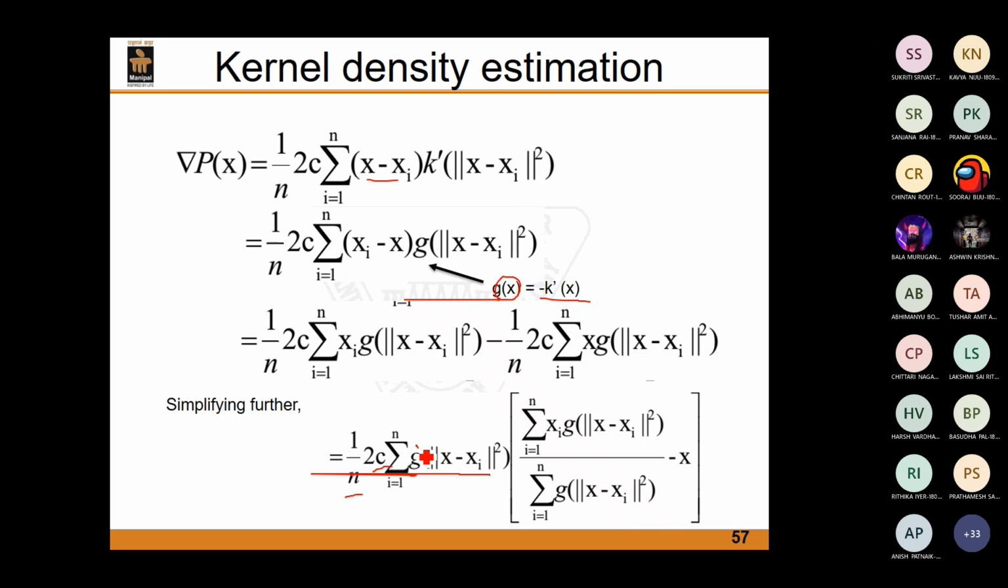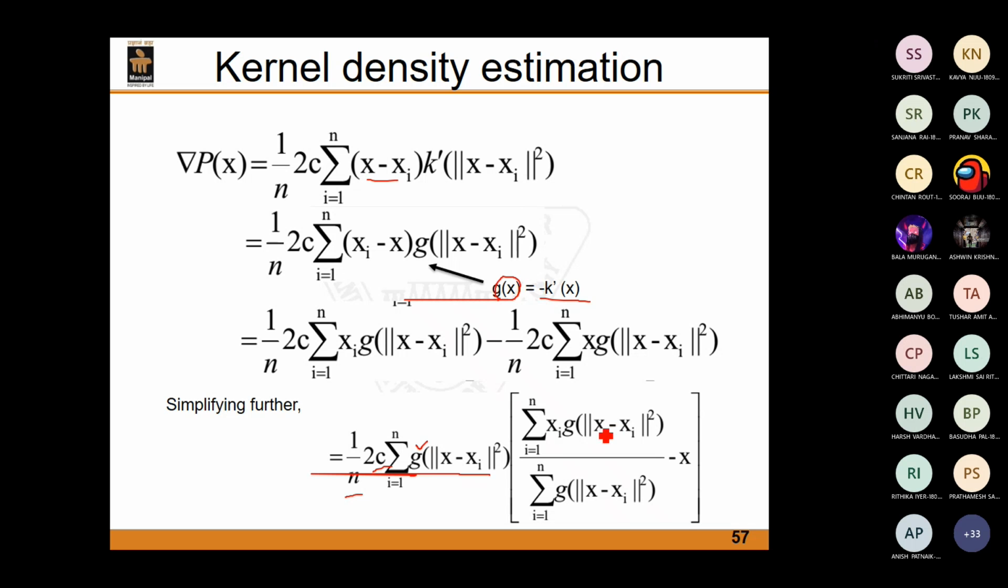So when I'm saying g, it is nothing but minus k dash of x, which means it is the negated derivative of the kernel, right? Since the kernel is fixed, you have a particular standard kernel which you're using, you find that this g function would also be fixed, right? Fixed in the sense it would be a constant, right?